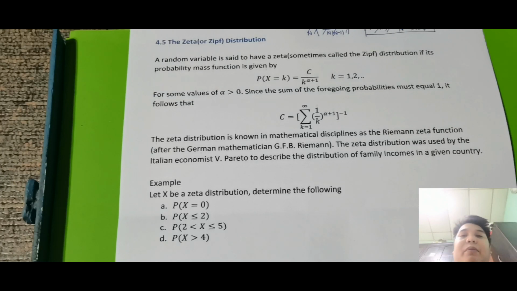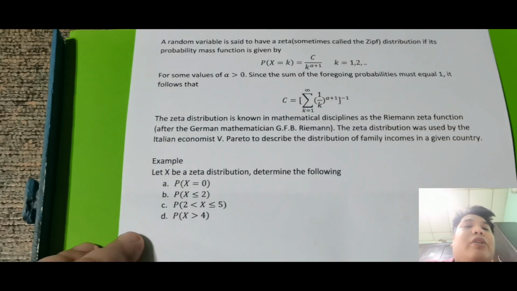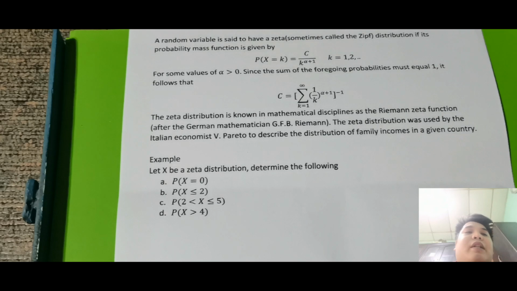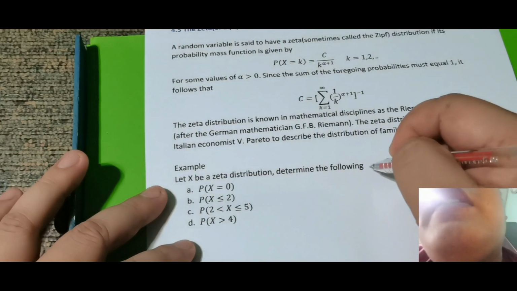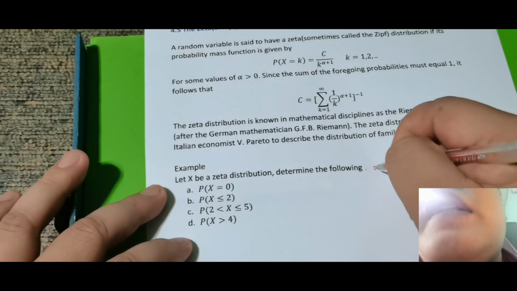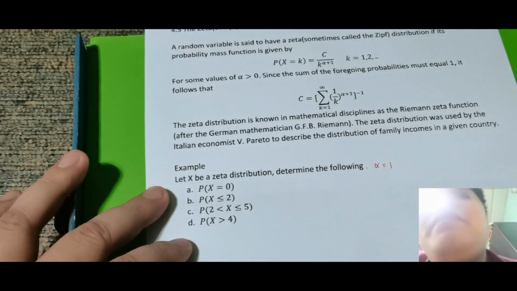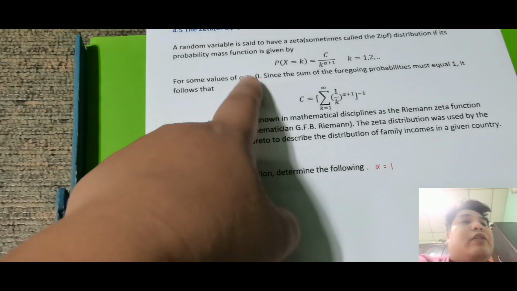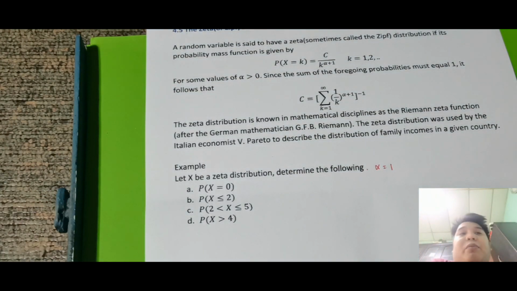Okay, so now ito syempre importante. Kailangan natin mag-solve ng distribution ng isang zeta distribution. Kumbaga, solve lang natin siya at x equal to 0 or something. Okay, so example: let X be a zeta distribution, determine the following. So ayun nga, sir, wala po akong nakikitang alpha. So set tayo ng alpha, assuming na alpha natin is equal to 1. Okay, kasi greater than 0 siya, so possible siya na 0.1, 0.2, depende sa binibigay ni sir.